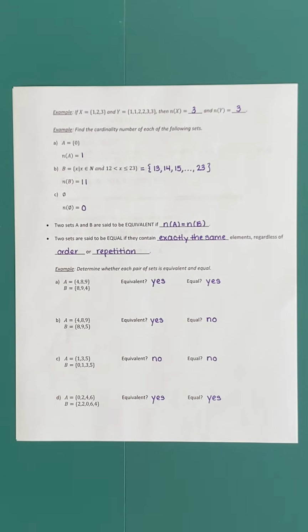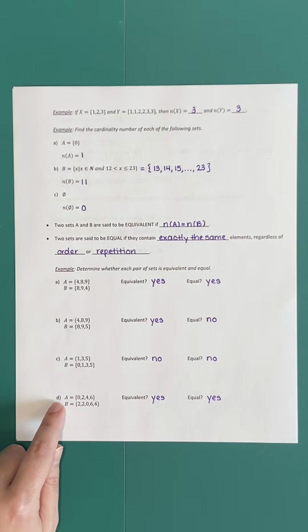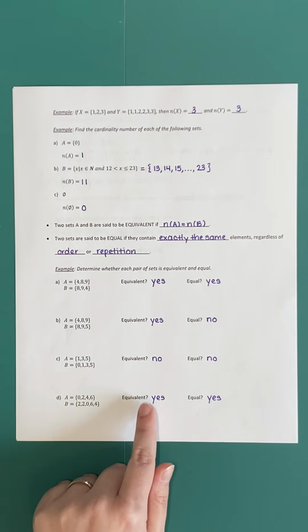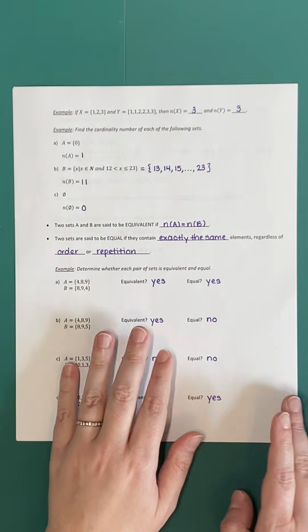Regardless of repetition, the 2 has been repeated. Does not matter. We only look at it the one time. Based on those 2 stipulations, these 2 sets are equal. Exact same contents, exact same cardinal number.